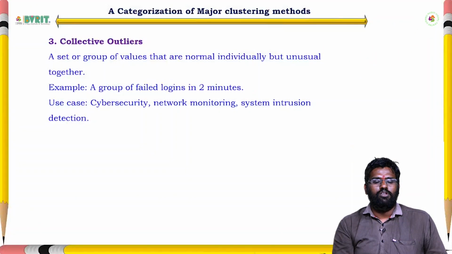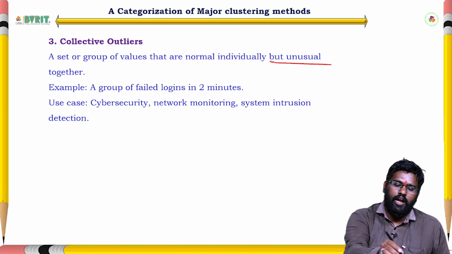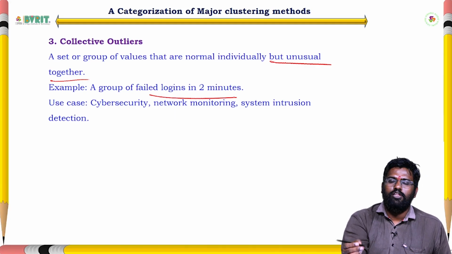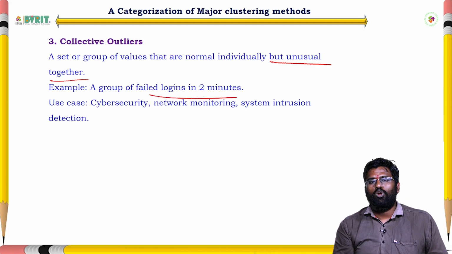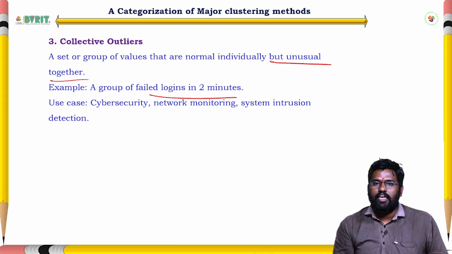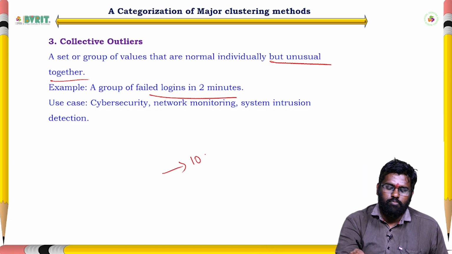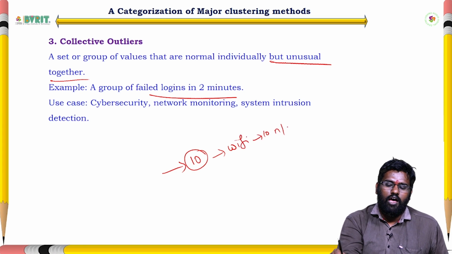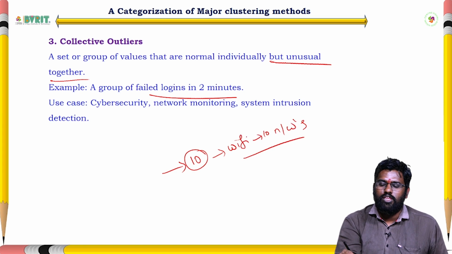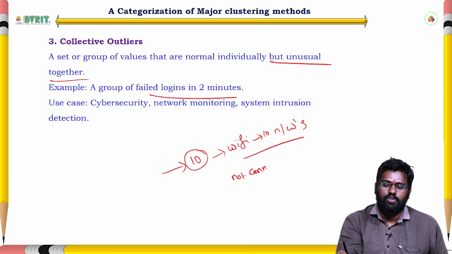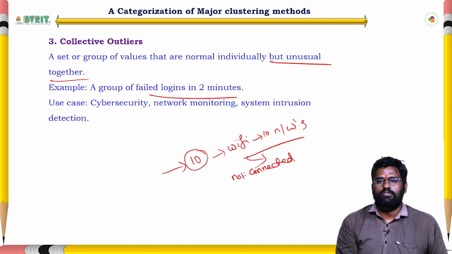The next one is collective outliers. Collective outliers means a collection of values that individually are normal but together are unusual. See here, a group of failed logins in 2 minutes. That means a number of logins fail at the same time. That is called a collective outlier. The boundary of the region means they are given some range. For example, at this time only 10 members can log in to our particular Wi-Fi network. They allow only 10 networks. After that, when they don't want to allow, it shows not connected. That is called a collective outlier.